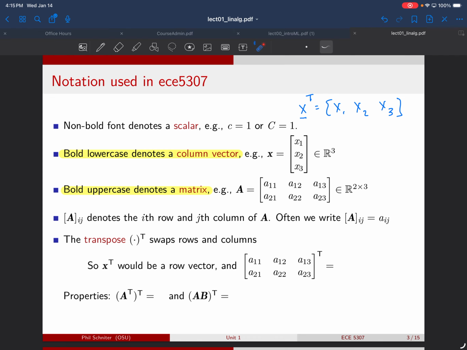Okay, so now let's say we have a matrix, and I want to extract one of the elements from inside that matrix. In this course, I'm going to use this square bracket around the matrix with subscript ij to extract the ith row and jth column of that matrix.